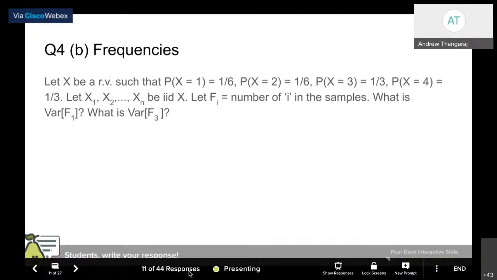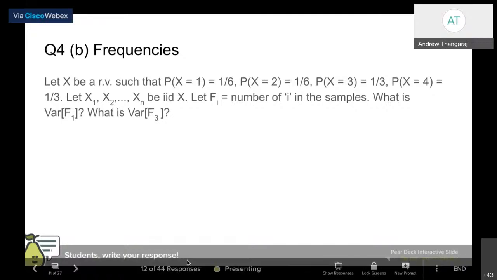Okay, does this seem all right to you? Are you confused about how to get to the variance? So there's a trick here. You have to express F1 and F3 as the sum of n Bernoulli random variables. That's very important. Once you do that, then you can quickly get to the answer. If you don't, you'll be going round and round thinking about how to find the variance.